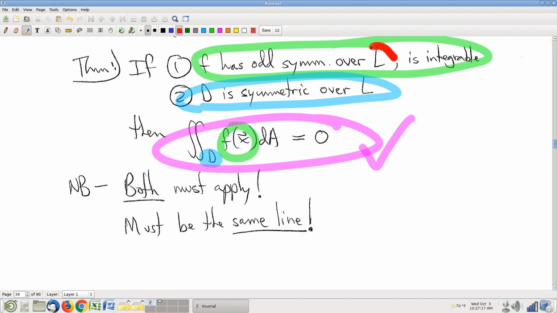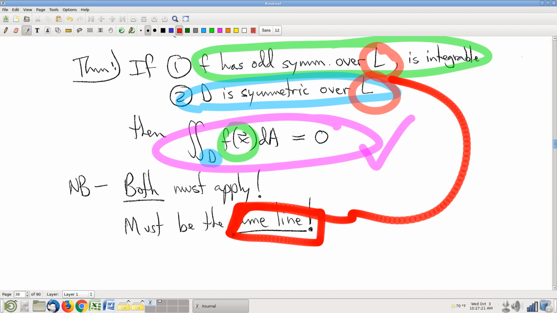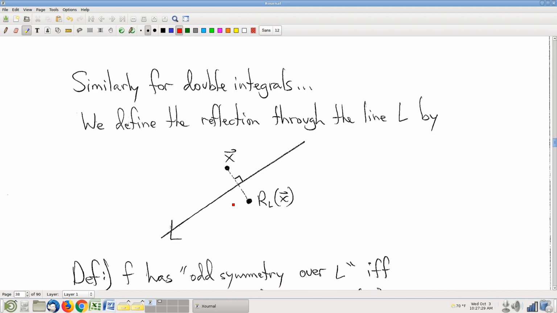Furthermore, the line. It's got to be the same line. It's no good for a function to have odd symmetry over one line and for the domain to be symmetric over a different line. Right? You look at how the cancellation argument works.